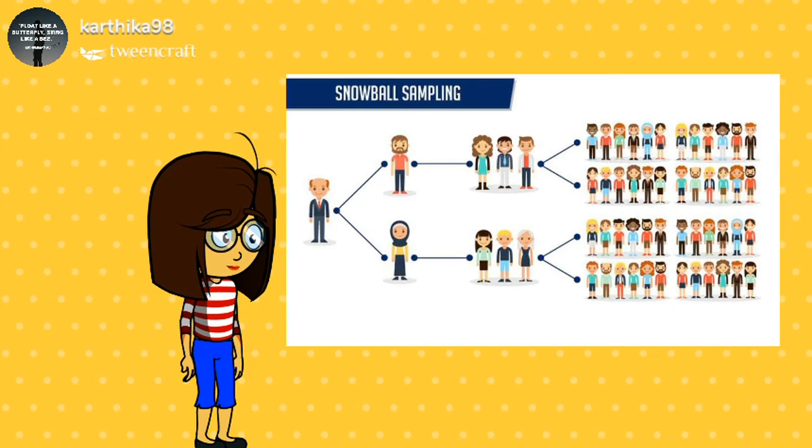We can understand it better from the picture. That is, a person A contacts 2 persons, and from those persons he goes to other persons, and from them he gets other samples. So he will be collecting the data from the referrals given by already existing samples. It is known as the snowball sampling method. It is a type of non-probability sampling method.